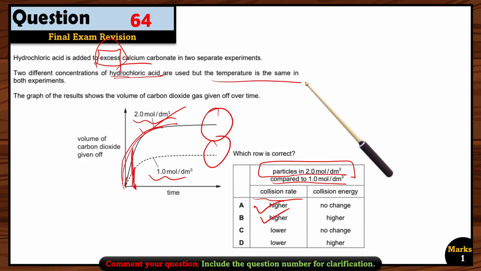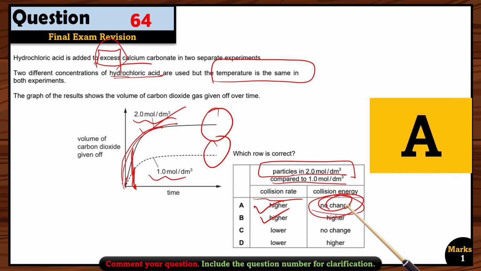So if you see, the temperature is the same. They have not changed the temperature. So it means the collision energy was not changed. So option A is the right option. Okay, so that's why you have to choose option A.